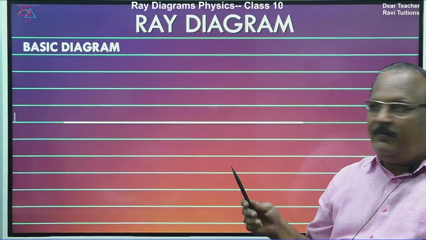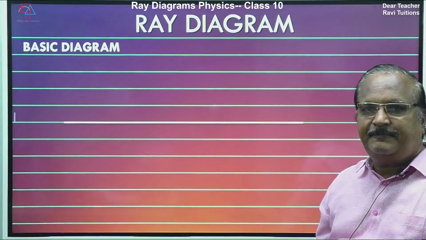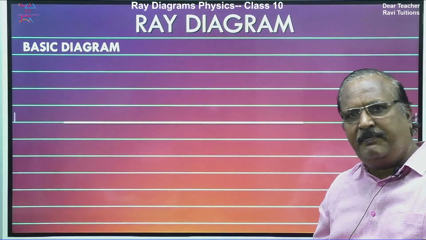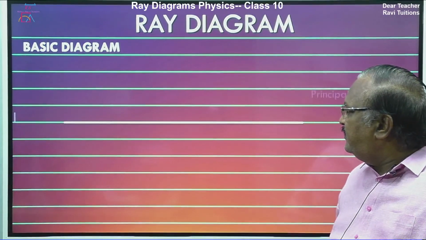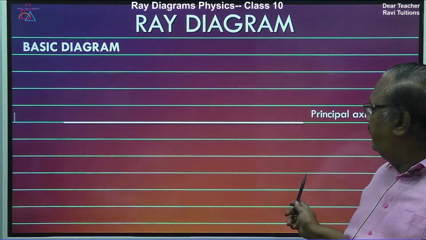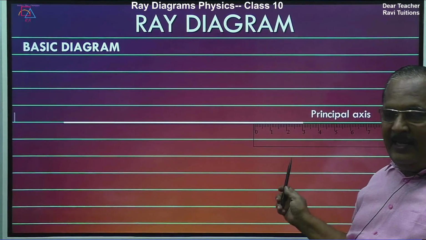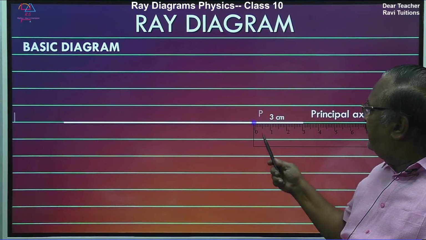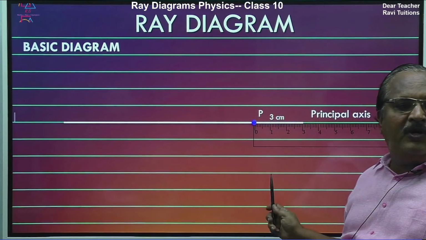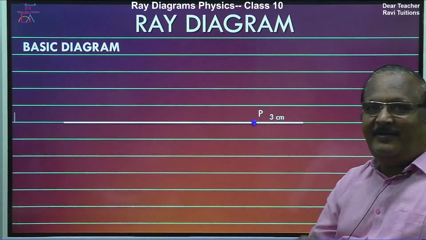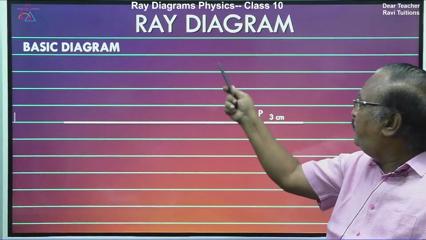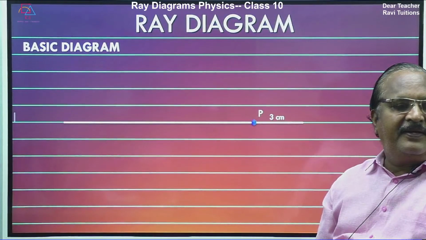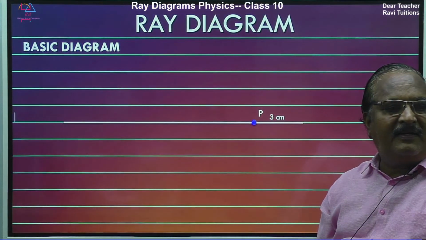So very important, first draw the principal axis. Today I am teaching how to draw ray diagrams using the equipment, so you will get things perfectly. This is the principal axis. Then take a scale and at 3 centimeters, mark a point P. That P is the pole of the mirror. Before we put the concave mirror, we have given the pole.